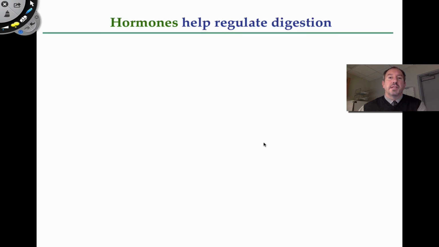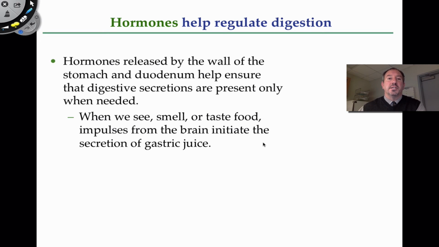And so the last part of the video is a discussion of hormones that help to regulate digestion. Hormones are really important. They're chemicals that are secreted into the blood, just a little review, that help a target cell do something that it wasn't normally doing. And there are some hormones that are released by the wall of the stomach.